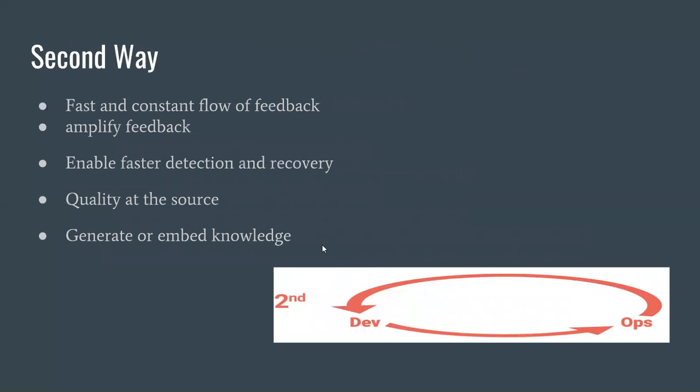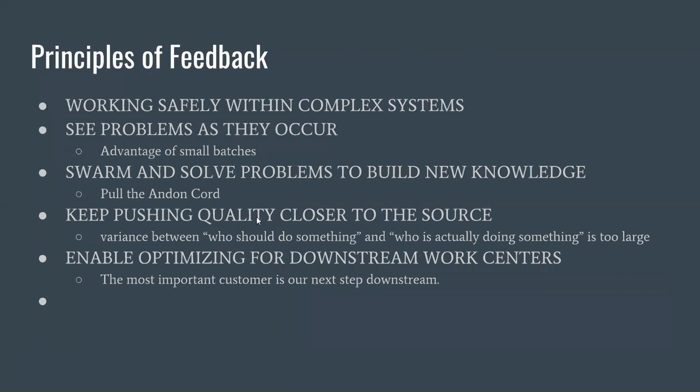So in our second way, we're going to do some fast and constant flow of feedback to improve what has been done. We're going to enable faster detection and recovery, so when we find a problem, we can get it fixed faster. We're going to get our quality back to the source. That means where the rubber meets the road, whoever is typing that code in, we want to increase our quality there because then we're not passing errors down the chain. And we're going to generate and embed knowledge so that we can constantly improve every single link in the chain.